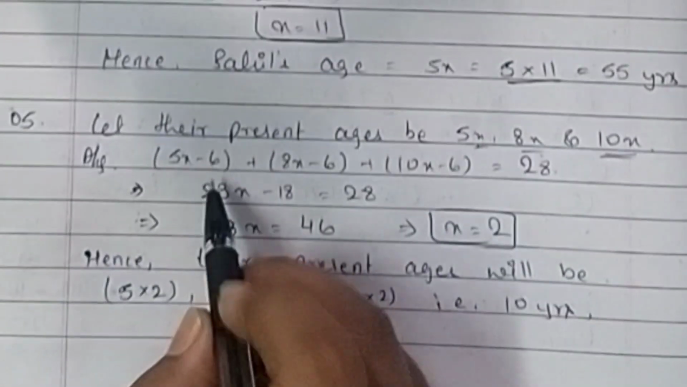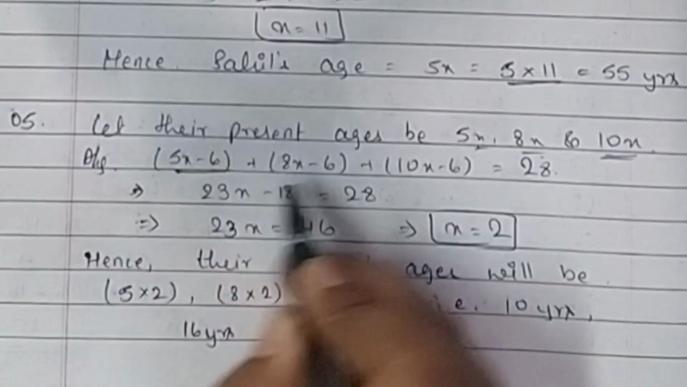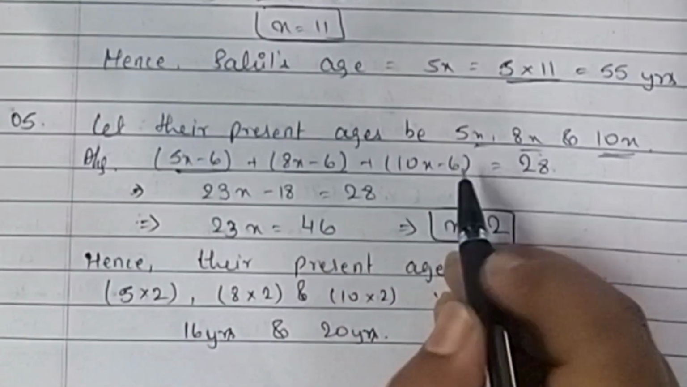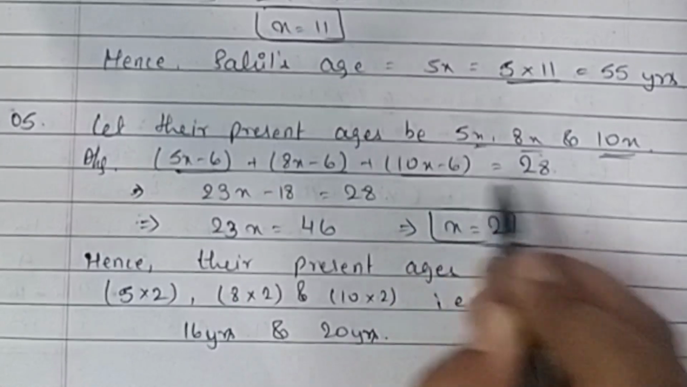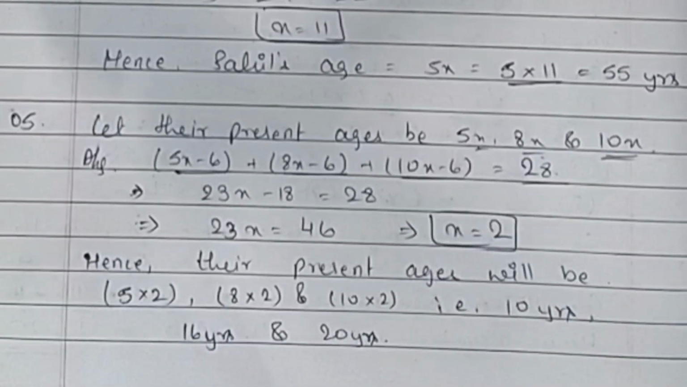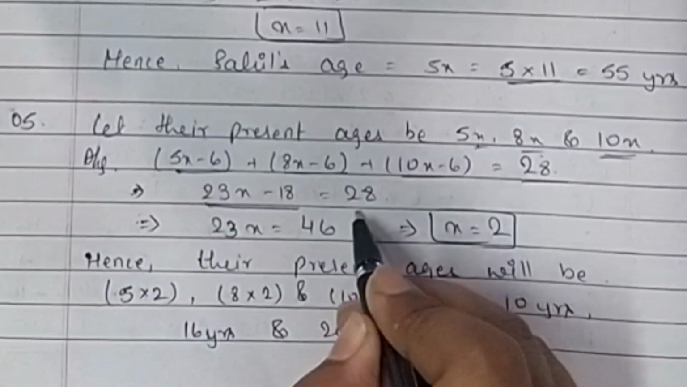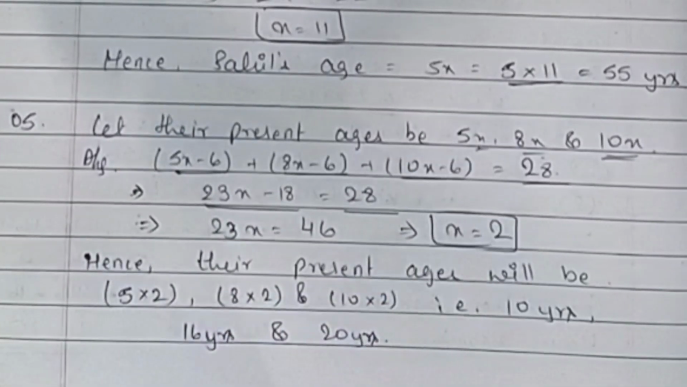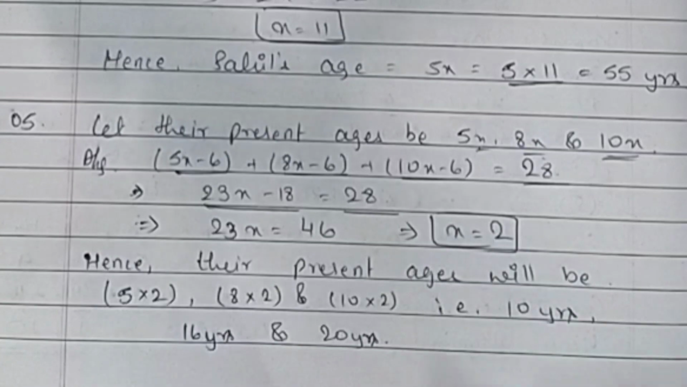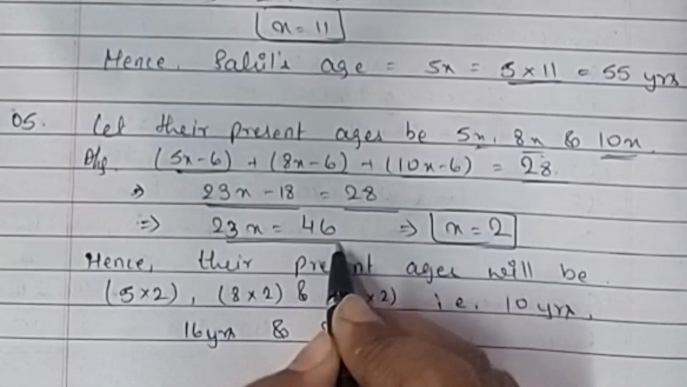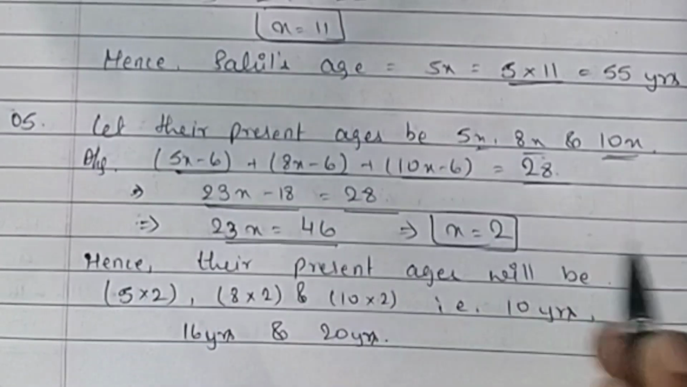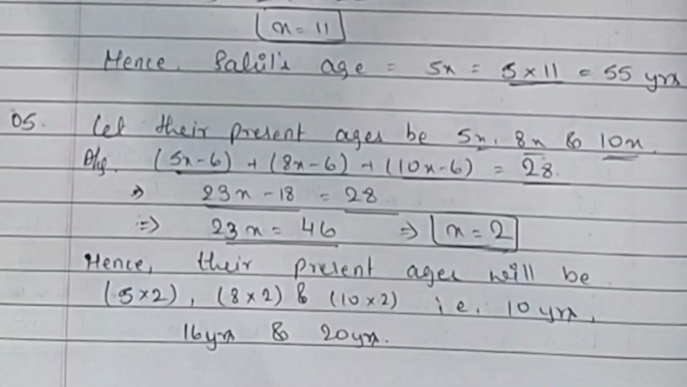So the equation becomes 5x minus 6 plus 8x minus 6 plus 10x minus 6 is equal to 28. If we solve it, we get 23x minus 18 is equal to 28. Solving further, we get 23x is equal to 46, and hence x is equal to 2.